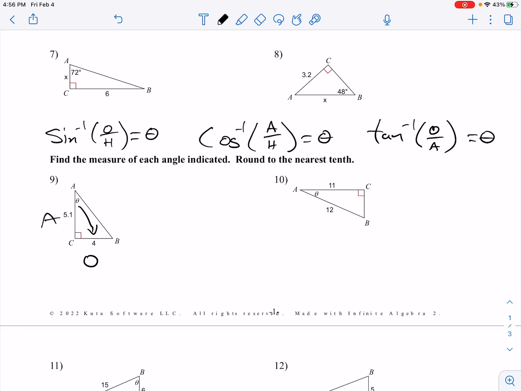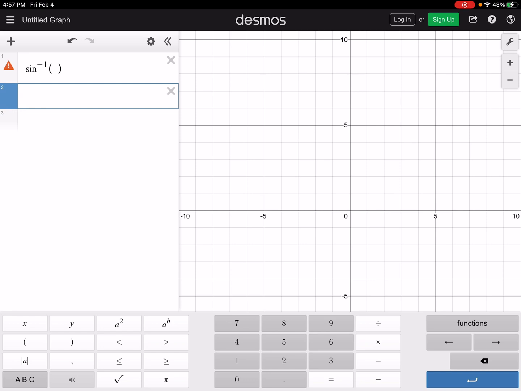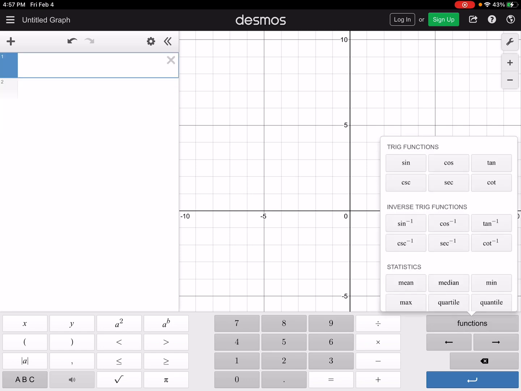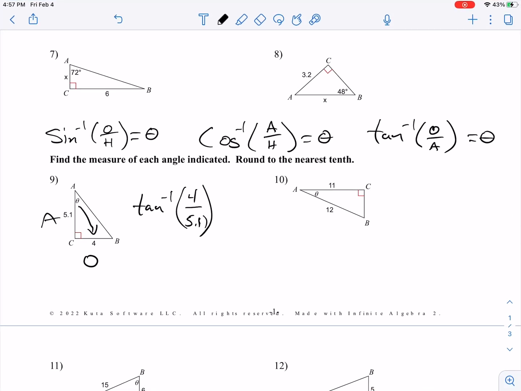So we're going to choose tangent. The tangent inverse of 4 over 5.1. Inverse tangent, 4 over 5.1. So about 38.1. So theta is about 38.1 degrees.